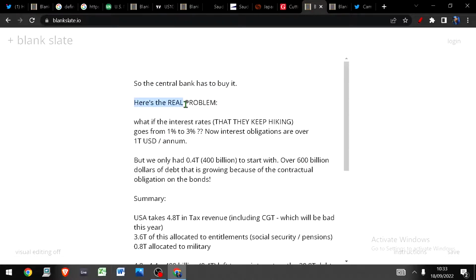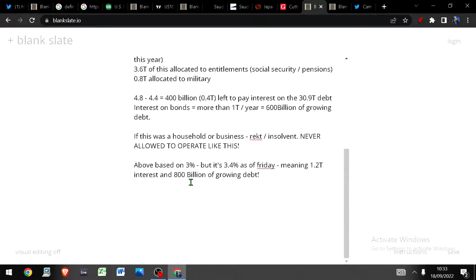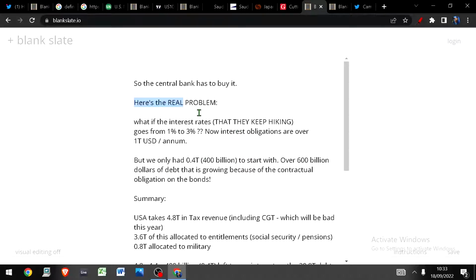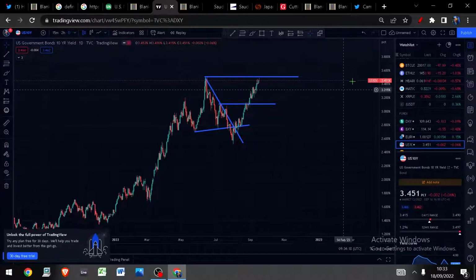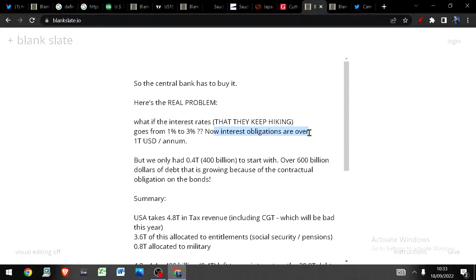So here is the real problem, and if you have forgotten the numbers or anything, I've created a summary down here, so just stick around for one second while I wrap this all up and tie this together. Here is the real problem. What if the interest rates that they keep hiking go from 1 to 3%, as they did when I showed you the chart earlier, and Friday's close being 3.45%? Well, now their interest obligations are over $1 trillion per year. But we only had 0.4 trillion, or $400 billion, to start with. They are running over $600 billion of debt that is growing because of the contractual obligation of the bonds.